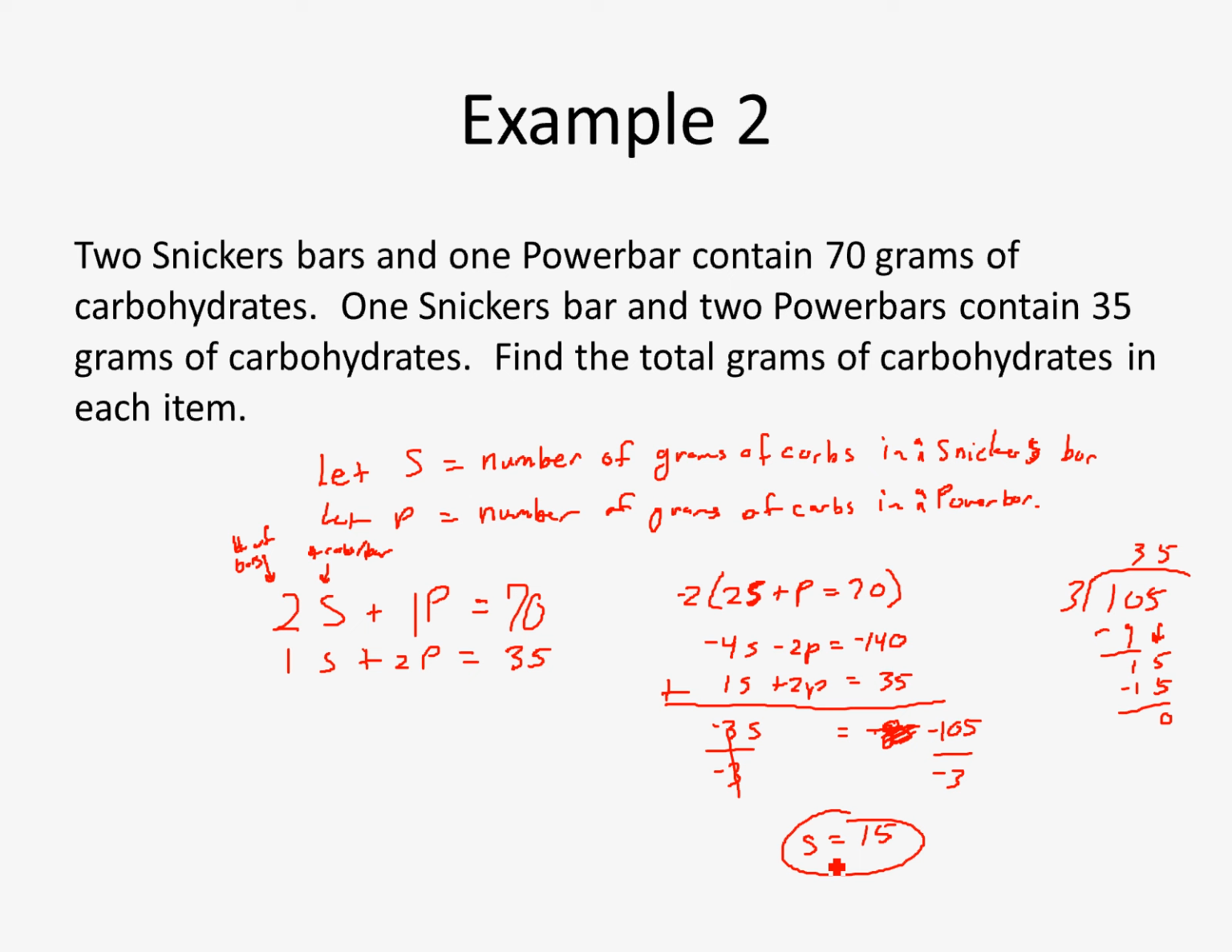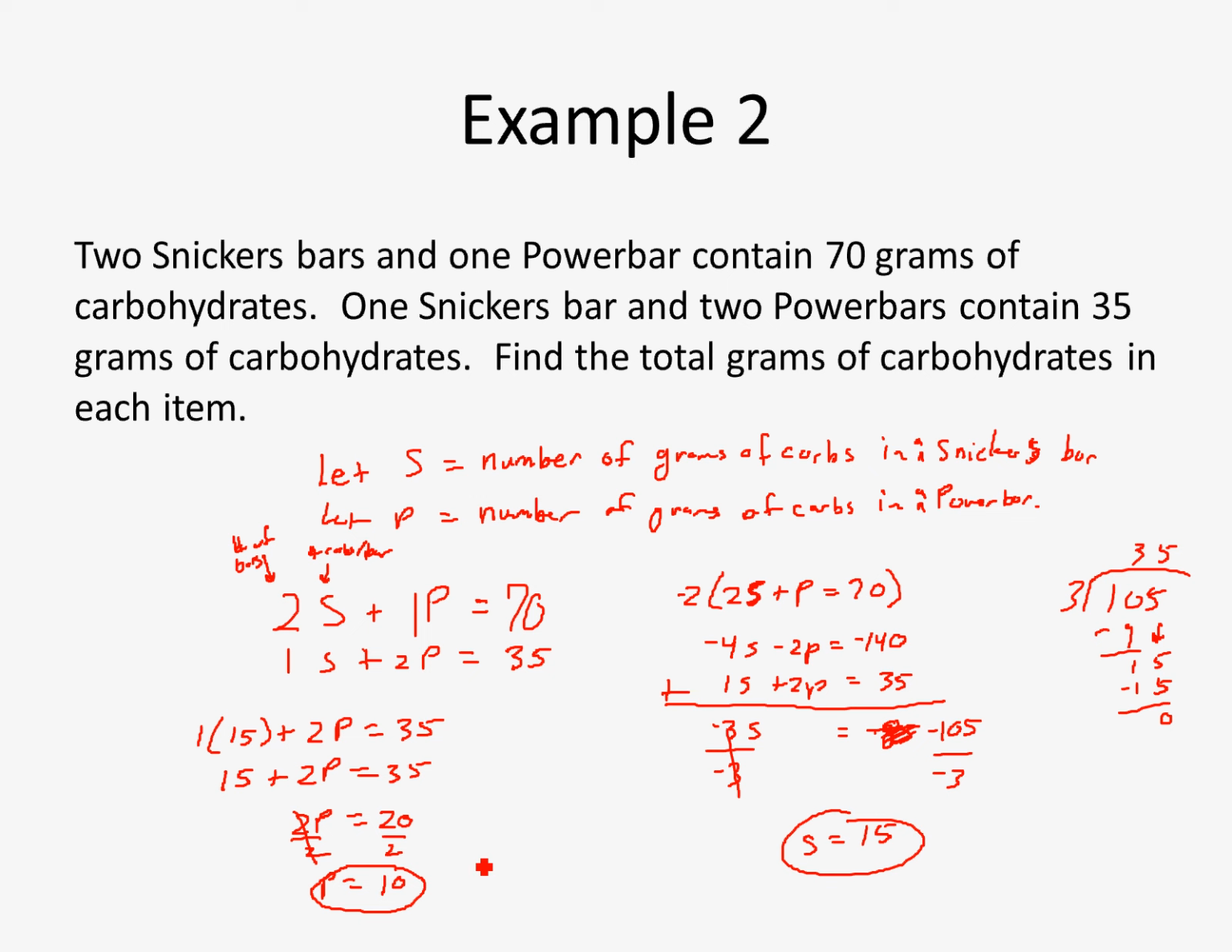Now we want to find the number of grams of carbohydrates in a Power bar. So we need to plug that into either one of these equations. If I plug it into the second equation, I have 1 times s, which is 15, plus 2 times p, which I don't know, equal to 35. So I get 15 plus 2p is equal to 35. If I subtract 15 on both sides, I get 2p is equal to 20. Divided by 2, you get p is equal to 10. Okay, p is equal to 10.